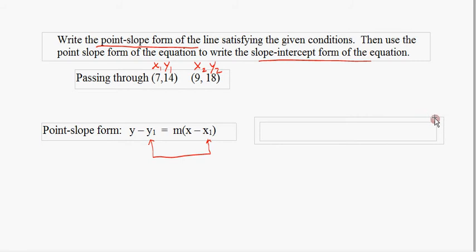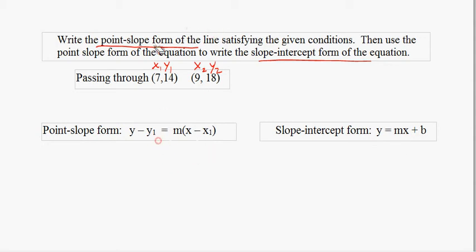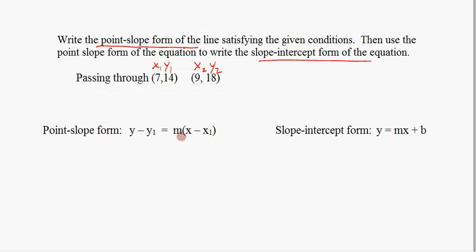The slope-intercept form looks like this. So once we get the equation in the point-slope form, all we got to do is solve it for y to get it in the slope-intercept form. All right, so let's go ahead and start that process. Like I said, the first thing we have to do is find the slope, because this point-slope form needs that.